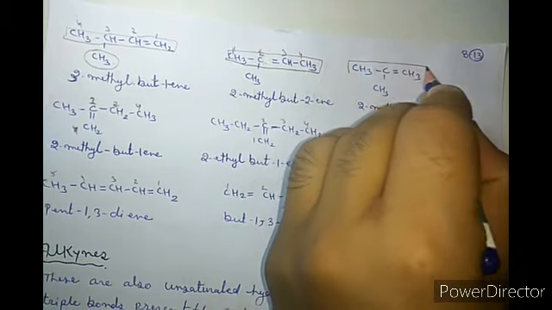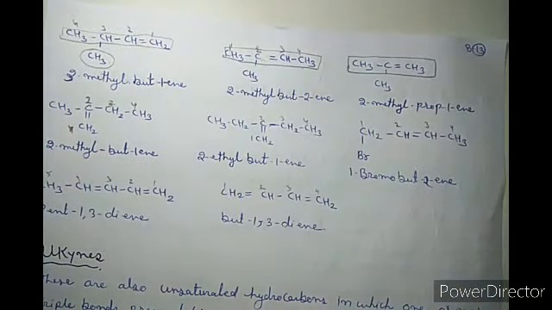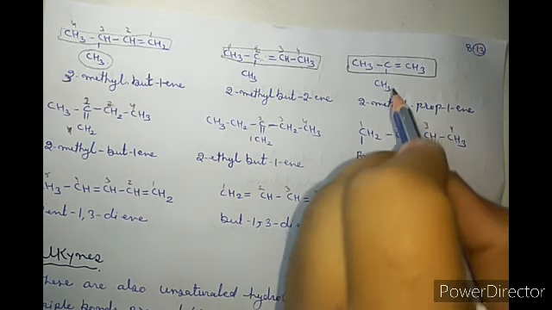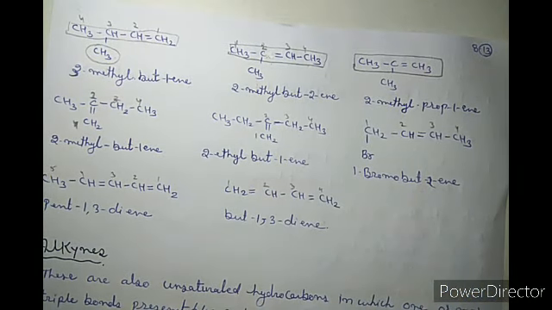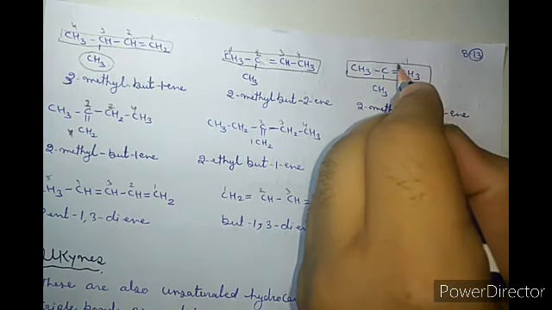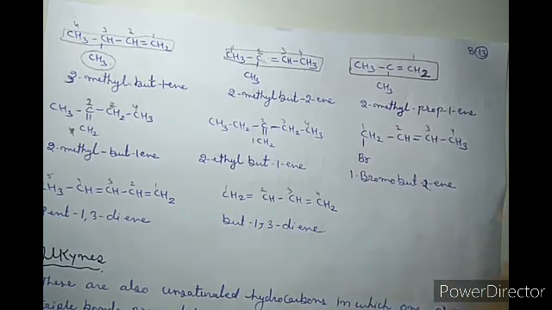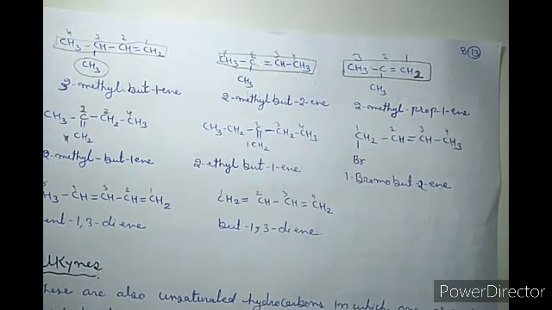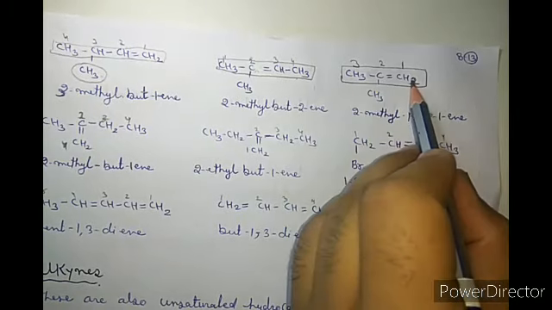Okay, now this is our main chain. Got it? Here, this is our main chain, and now start the numbering. In the numbering, we start from 1 because of the double bond. Okay, 1 2 3, because we have to give the minimum number to the double bond. Got it?